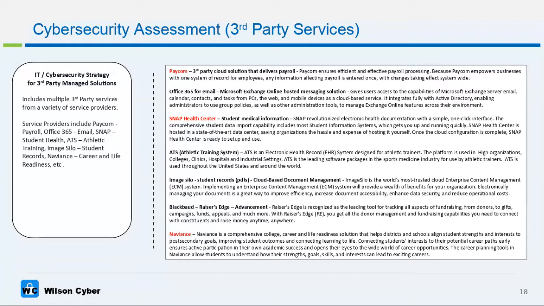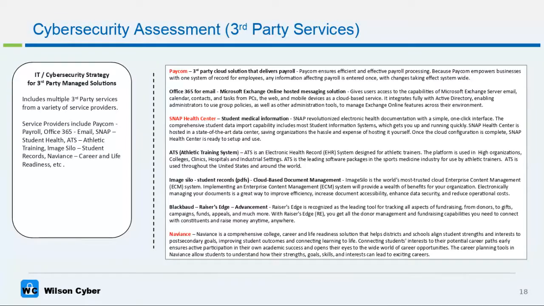The first one with Paycom. Paycom ensures efficient, effective payroll processing because Paycom empowers businesses with one system of record for employees. Any information affecting payroll is entered once with changes that take place system-wide. We did an assessment on Paycom. Office 365 is an online hosted messaging solution. It gives users access to the capabilities of Microsoft Exchange Server email, calendar, contacts, tasks from PCs, the web, and mobile devices as a cloud-based service. Integrates fully with Active Directory, enabling administrators to use group policies, as well as other administrative tools to manage online features across their environment. We looked at Office 365 security controls.